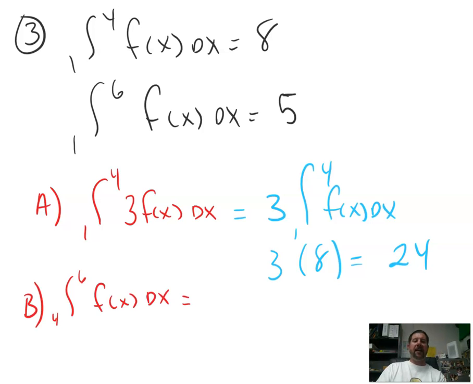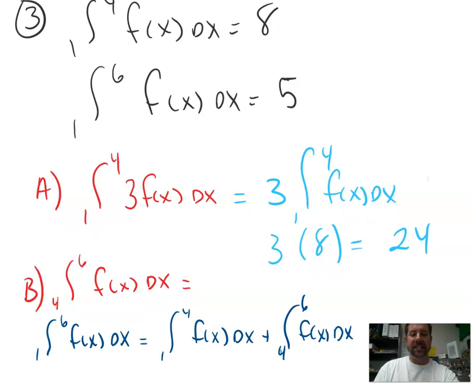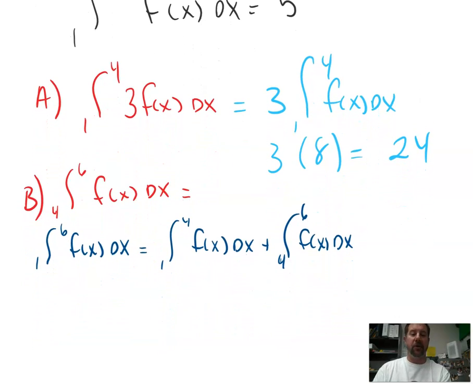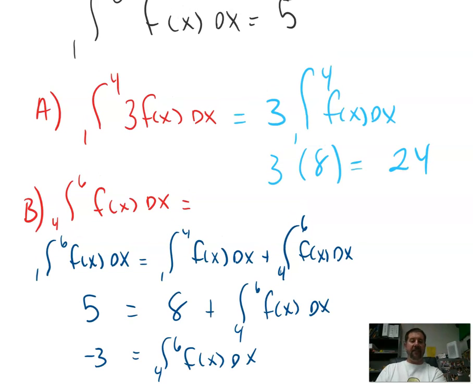Same, if I wanted to find the integral from 4 to 6 of f of x dx, I could use some of my properties. I could say that the integral from 1 to 6 of f of x dx is equal to the integral from 1 to 4 of f of x dx plus the integral from 4 to 6 of f of x dx, splitting that one up in the middle. And now I can plug in for the 2 that I know and solve for the 1 that I need. So the first one is 5, and the second one is 8, and then I subtract and solve, and I get that my integral is equal to negative 3.